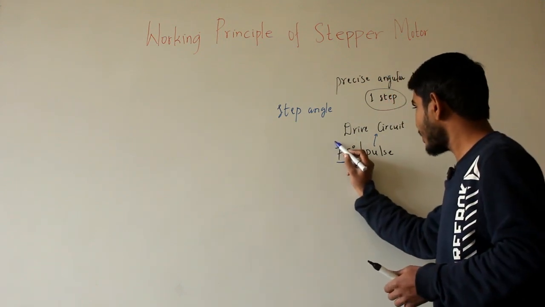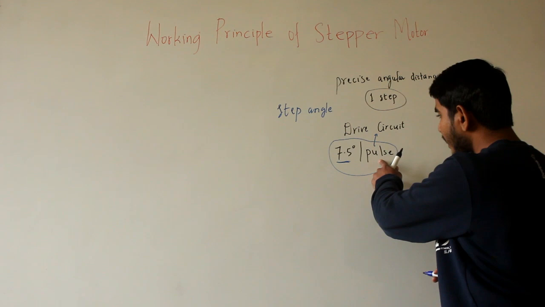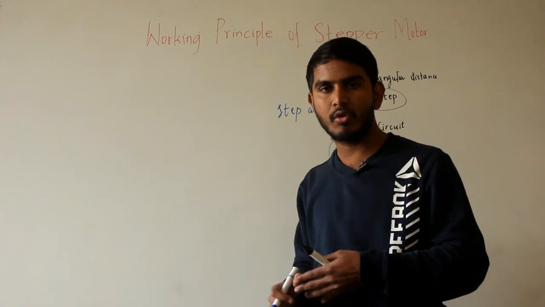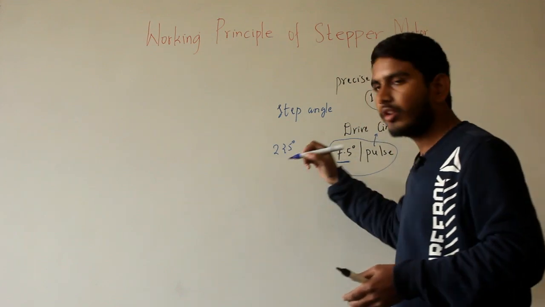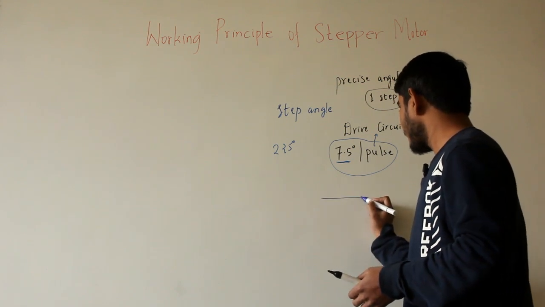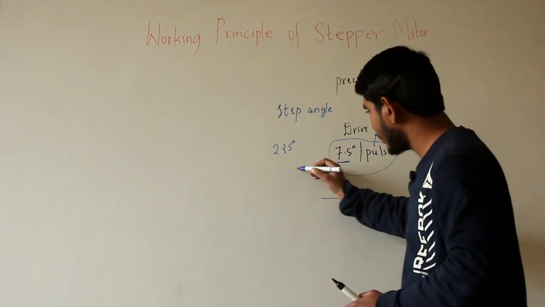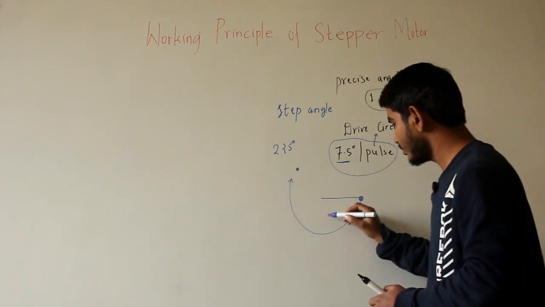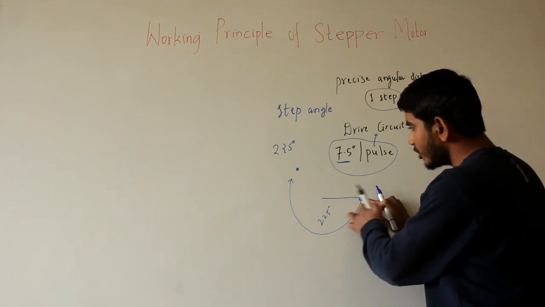Let us consider a stepper motor which has a step angle of 7.5 degrees per pulse, and in order to place an object you have to rotate the shaft of that stepper motor by 225 degrees. So you have to rotate 225 degrees in order to place an object at a desired position. Let me say earlier you had an object here, and this object has to be placed at this point. So it has to rotate 225 degrees to move the object from this position to this position.